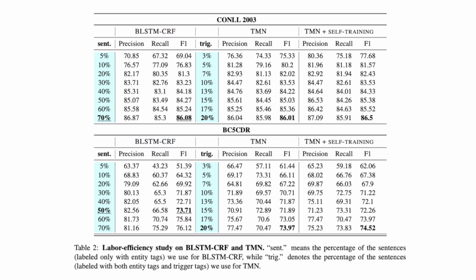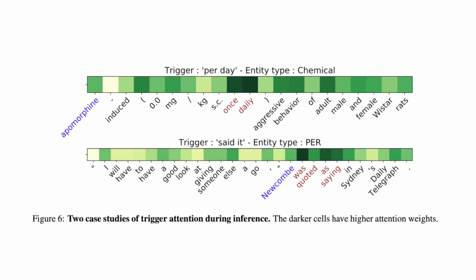The second observation is the Trigger Matching Network plus self-training. Here, what the paper did was they made predictions on unlabeled data and used those predictions as weak training examples to continuously train the model. The results show a slight improvement in F1 score. And lastly, the trigger attention gives us a better interpretability into the model's thinking and prediction. As you can see here, the trigger attention scores help the trigger matching network model to recognize entities, and it also gives us an idea of what the model is paying attention to make its final predictions.